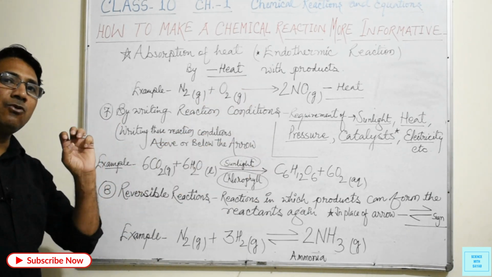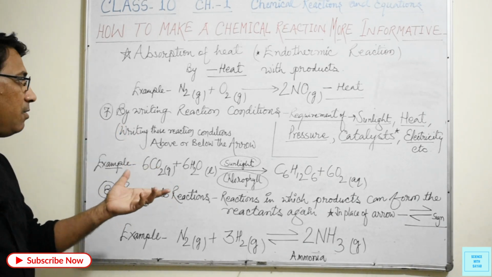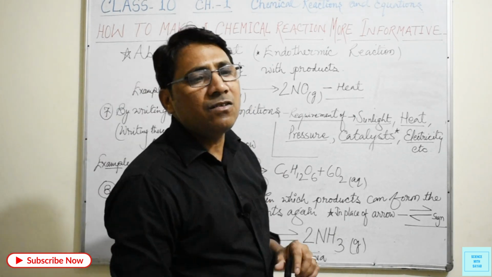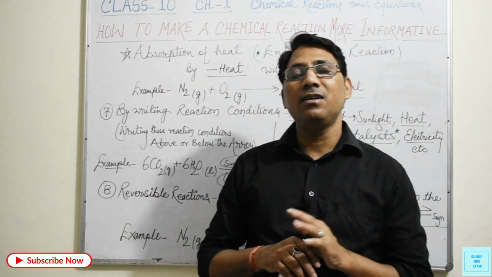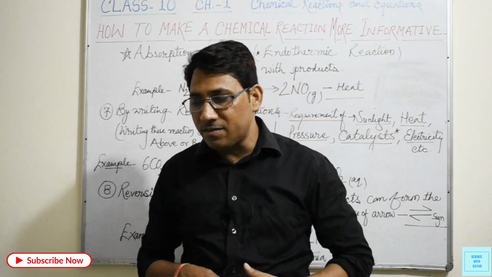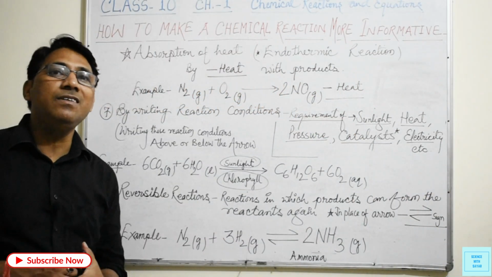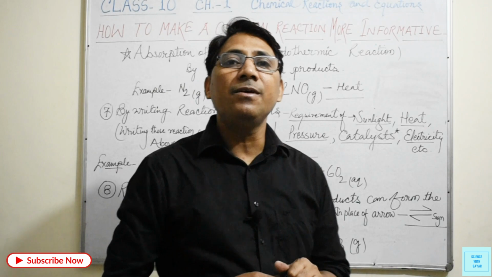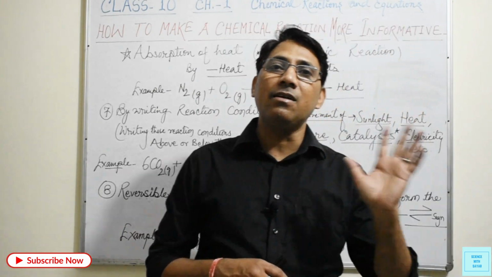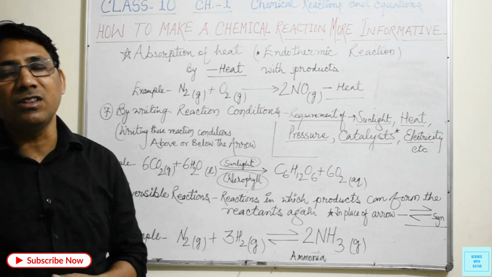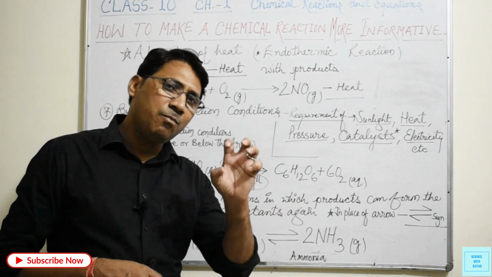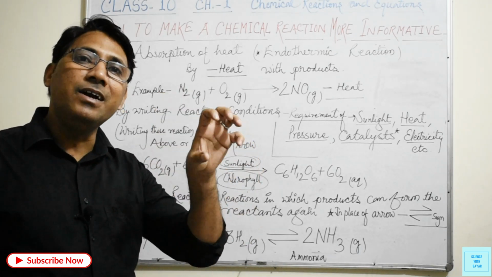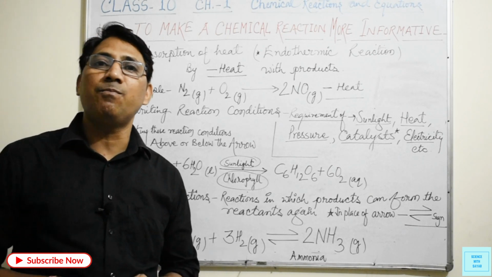The next method to make a chemical reaction more informative is by writing reaction conditions. Reaction conditions means some reactions require some specific conditions. These reactions cannot take place without these specific conditions. For example, in photosynthesis, green plants prepare their own food, and they need sunlight for this reaction. So this is the specific condition to prepare the food by photosynthesis.